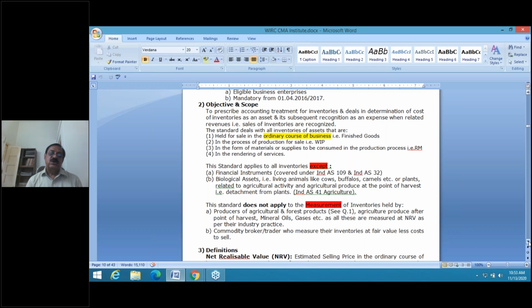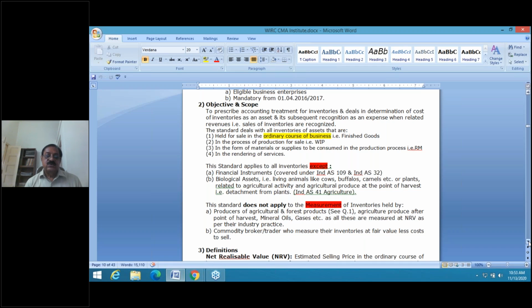So it applies to all inventories of assets that are, one, held for sale in the ordinary course of business. So any inventory which is held for sale in the ordinary course of business of the enterprise, I can say as per company law, what is mentioned in the object clause. Accordingly, if it is in the object clause, it is a business of the enterprise to sell this type of items in the ordinary course, only then it is to be included under this.